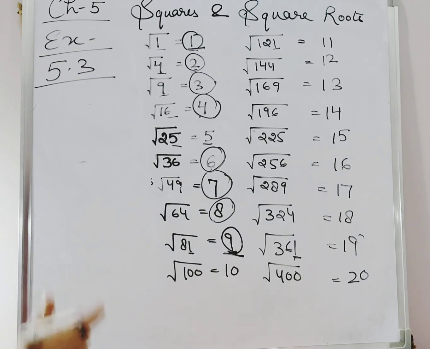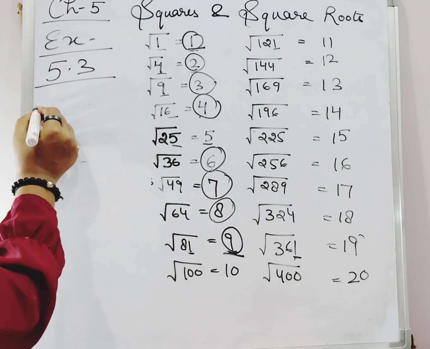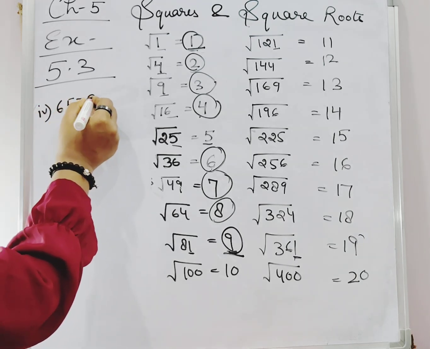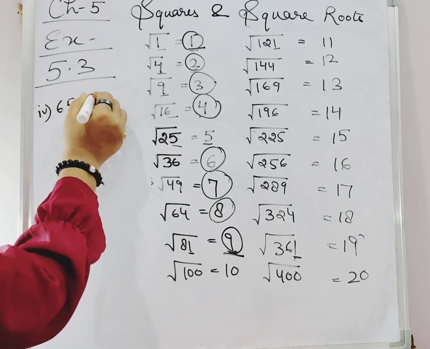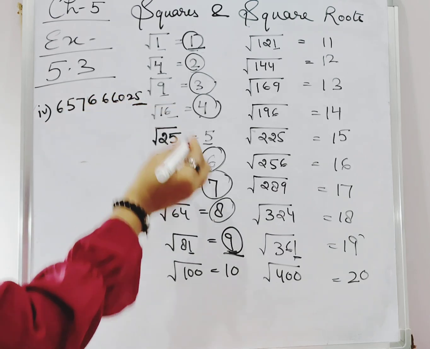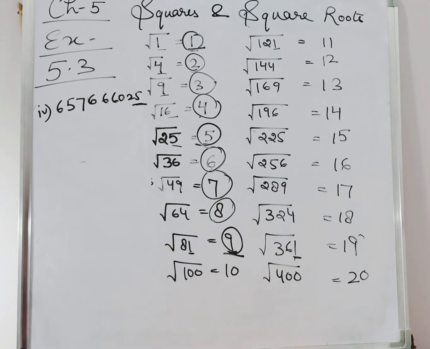And the next one that is given is 65797666025. It ends with 5, so definitely it will be only 5. It will be only 5. Okay.